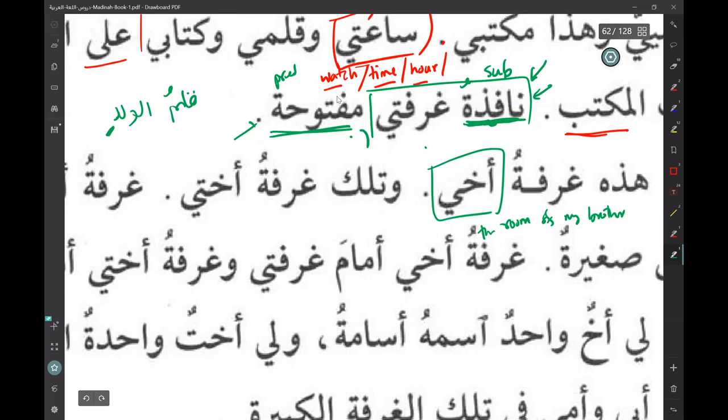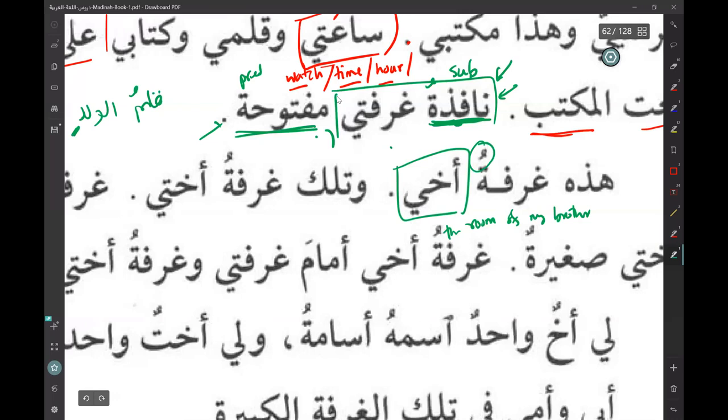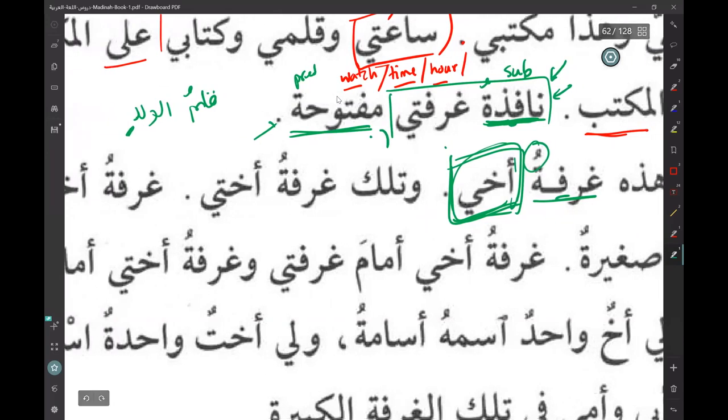Yes, that's it. Right now, stick to that. If I go into more detail, why do we have only one dhamma? It is because of ghurfatu, room of idafa. Very simple stuff, guys. Just think about this as one word. If you think about this as two words, then you think about double idafa, and your life will be difficult. For right now, just think of this as one word. So this is the room of my brother.